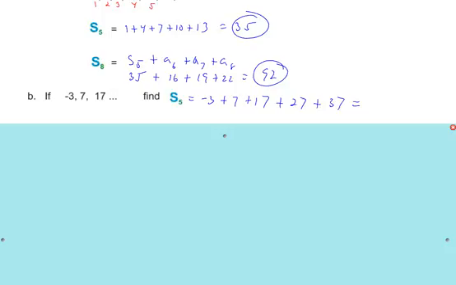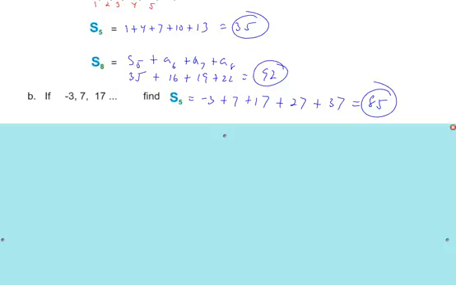What do you got, Kayla? That's what I got. Right. So again, you saw the common difference was 10. Therefore, the fourth term was 27, and the fifth was 37, and away you go.